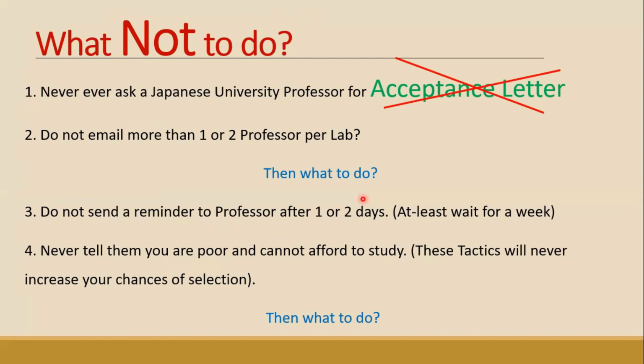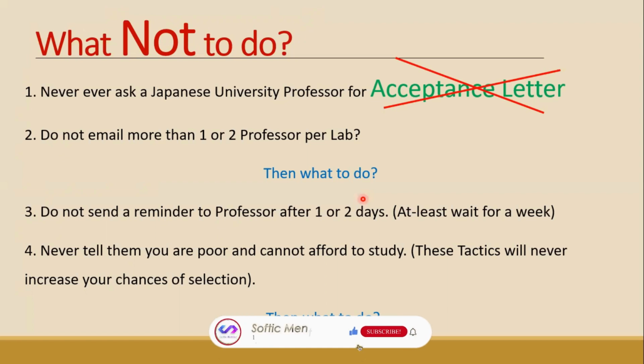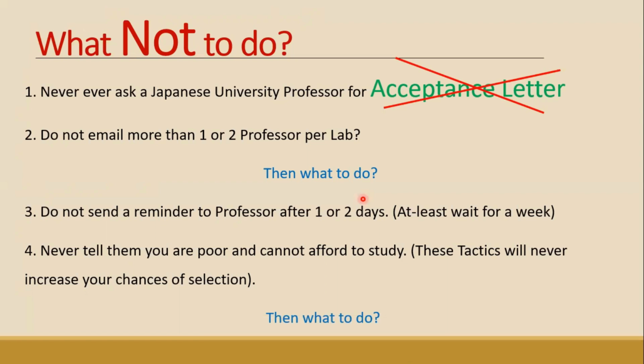Just email your professor, or I would say before that, email the admission office of the university in which you are interested, and ask them what the process of that university is. Do not email more than one or two professors per lab, because in a lab there might be two to three professors and some assistant professors and associate professors. They just talk about this applicant also applying, that applicant applying. So if you email all of them, that will not create a good impression.